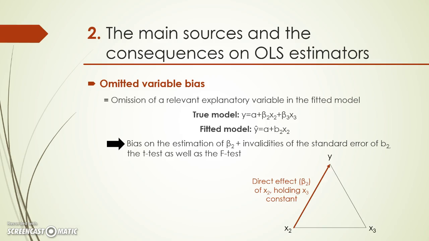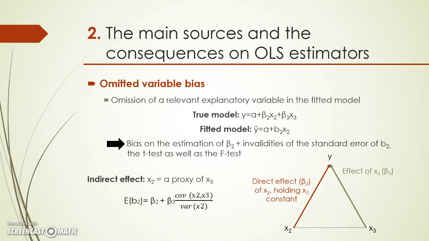Indeed, in addition to its direct effect, x2 has an apparent indirect effect because it acts like a proxy of x3. So, the expected value of b2 is biased as follows. Concerning the proxy effect, its power depends on two factors: the effect power of x3 on y and the ability of x2 to imitate x3.